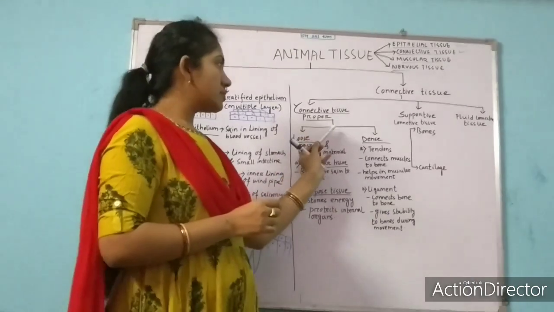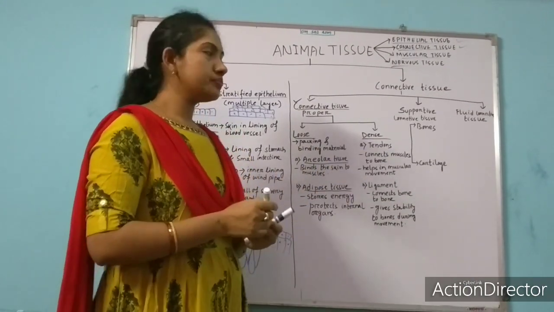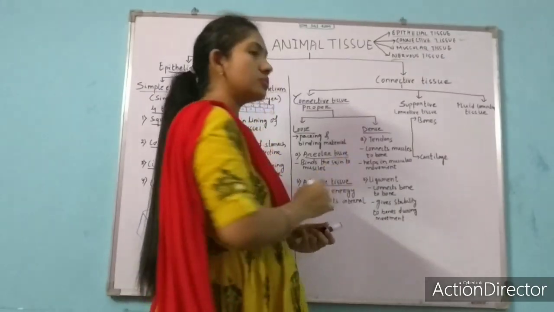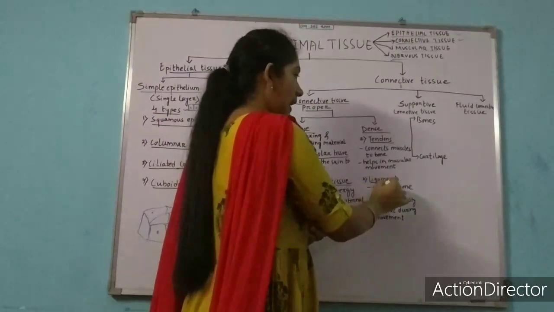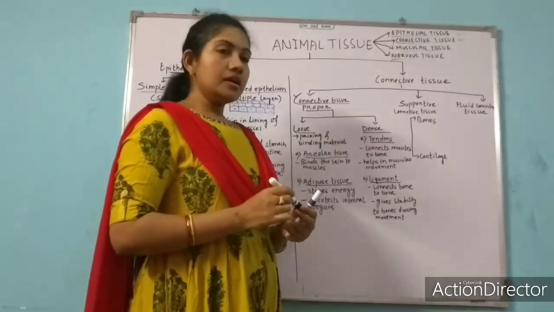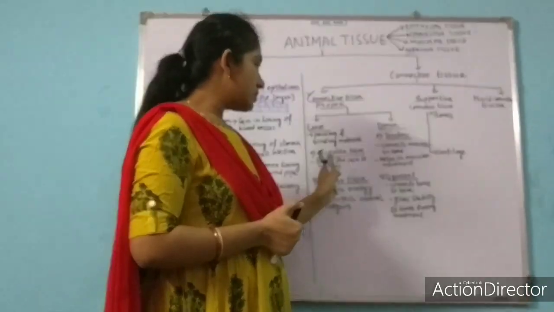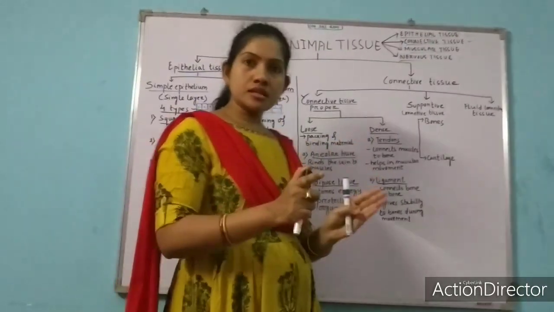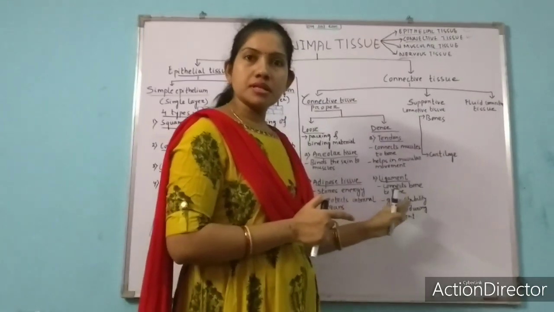Now come to dense connective tissue. As I said, connective tissue proper is of two types, loose connective tissue and dense connective tissue. Dense connective tissue is also of two types. Here I have written, see, tendon and ligament. Loose connective tissue is of two types, areolar tissue and adipose tissue. Dense connective tissue is also of two types, tendons and ligaments.